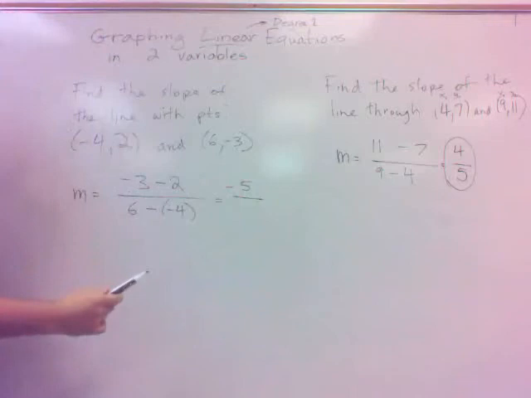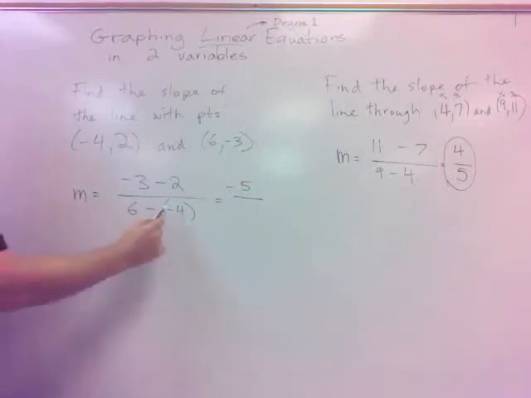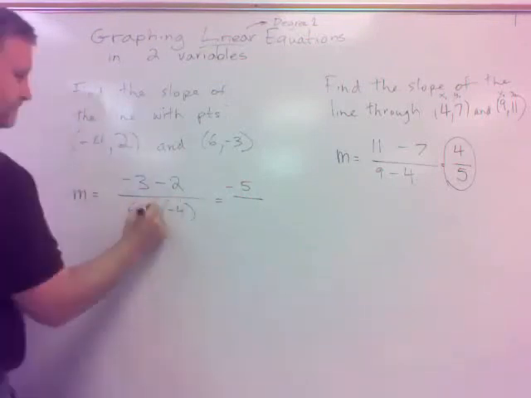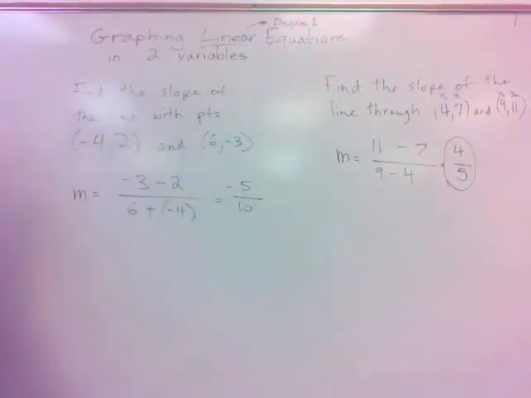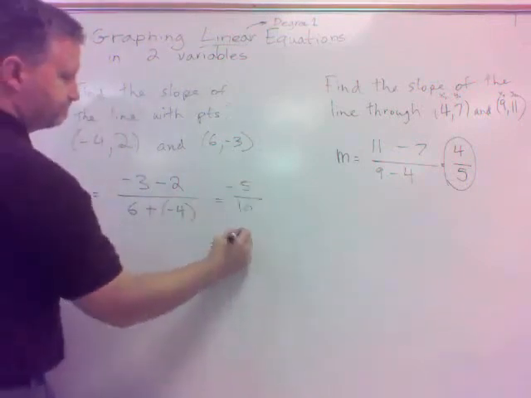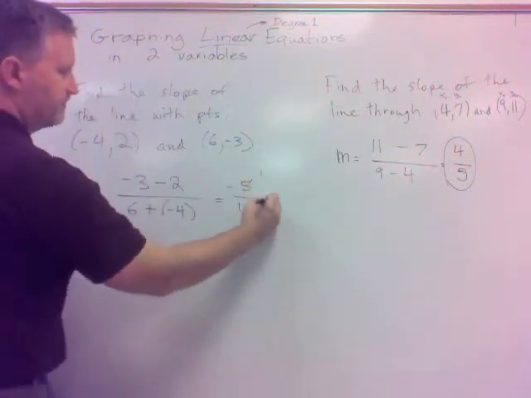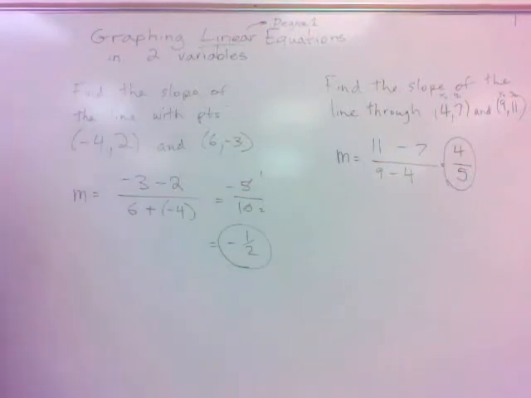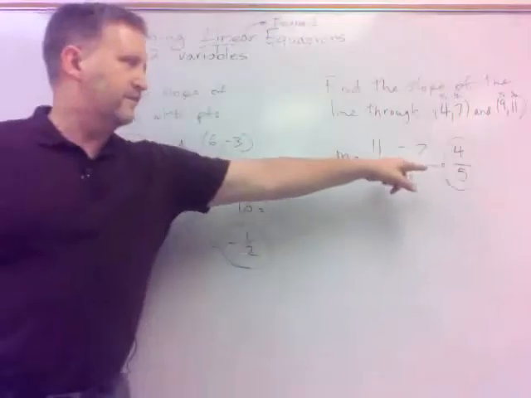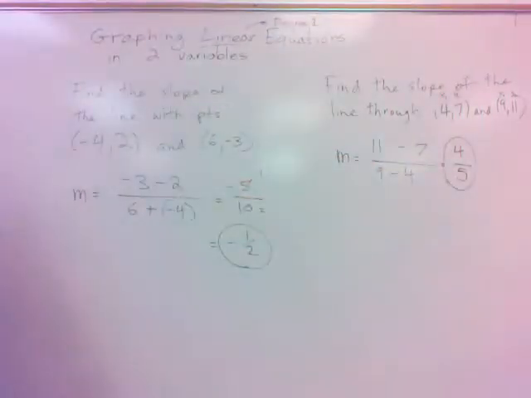And then what about a negative, negative? Yeah, it turns into a positive. So we have positive 10 on the bottom. The two negatives make a positive 4, so it'd be positive 10, which does reduce by 5. So you have a negative 1/2. Slope of negative 1/2. So we've got a positive slope for the first one I did and a negative slope for the second one I did.